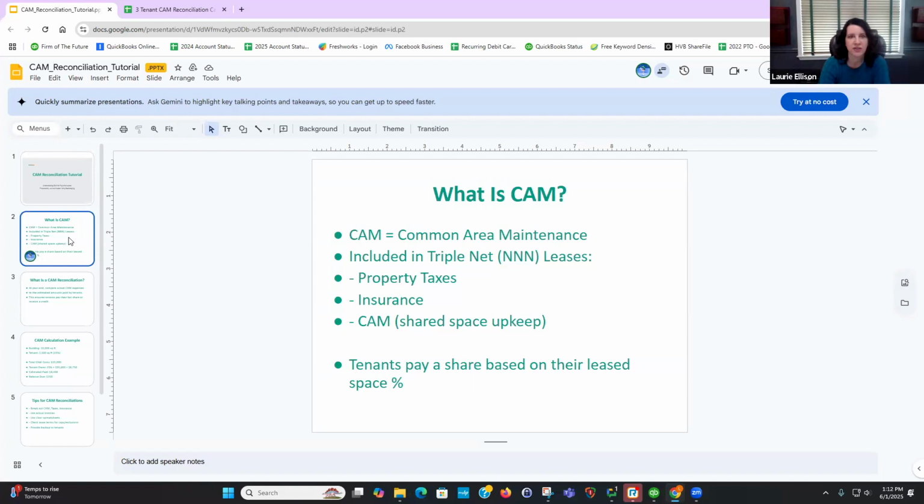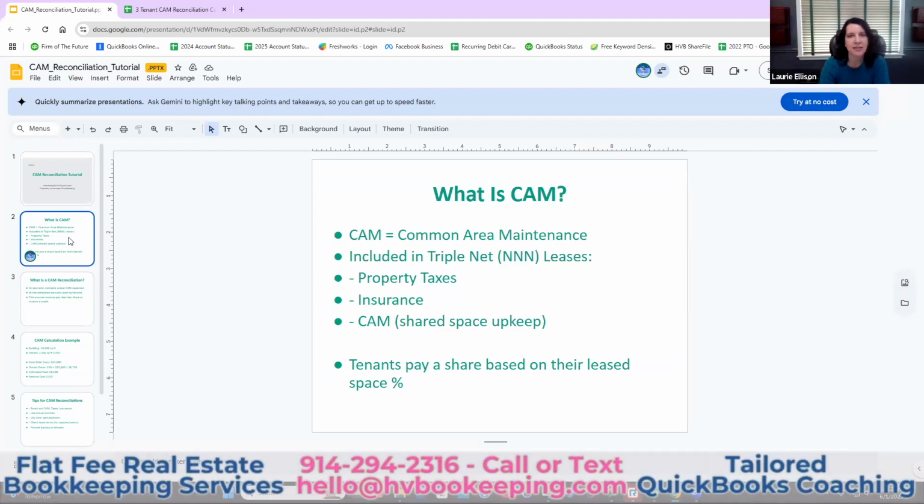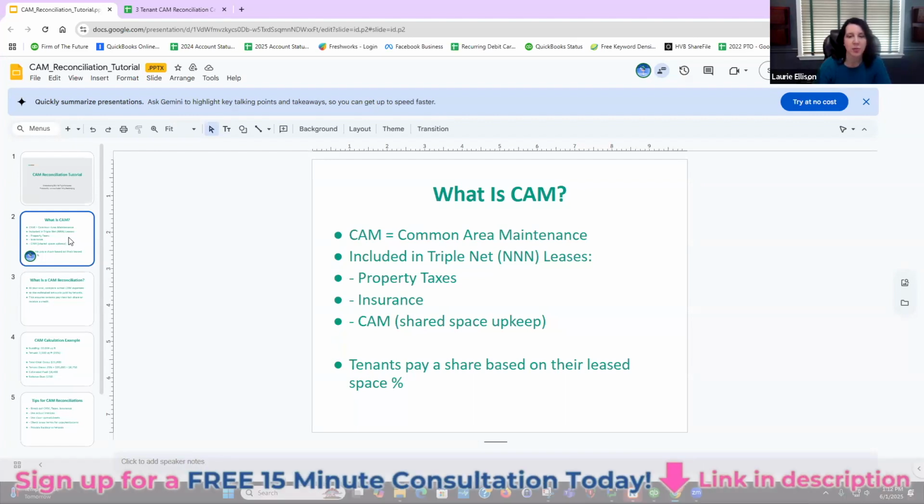Okay, all leases are different, so you have to really read the lease because there's literally different scenarios in every lease, and some have what are called a cap. So this is a very simple reconciliation. There are no CAM caps, and the only things we're really including in this are the taxes, insurance, and the repairs and maintenance, just shared space upkeep, okay? And this is all based on the tenant's proportionate share. It can get extremely complicated, so this is the most simple.